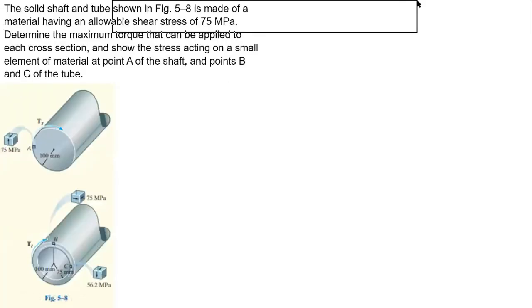So dito apply natin sa example. So the solid shaft in the tube as shown in the figure is made of a material having an allowable shear stress of 75 megapascal. Determine the maximum torque that can be applied to each cross-section and show the stress acting on the small element of material at point A of shaft and points B and C of the tube.